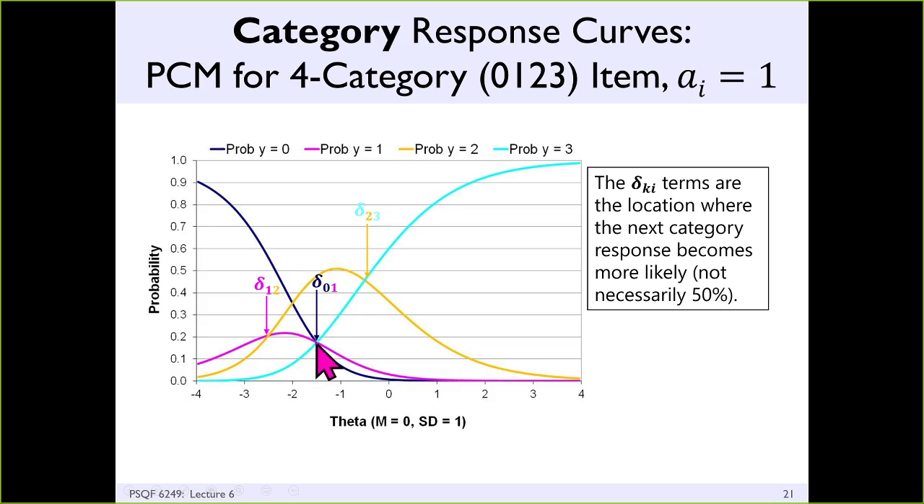But look at what happens. 1 and 2 are pink and yellow. They cross clear back here. So delta 12 is actually lower than delta 01. It takes less ability to pick 2 instead of 1 than it takes to pick 1 instead of 0. That sounds messed up, huh?